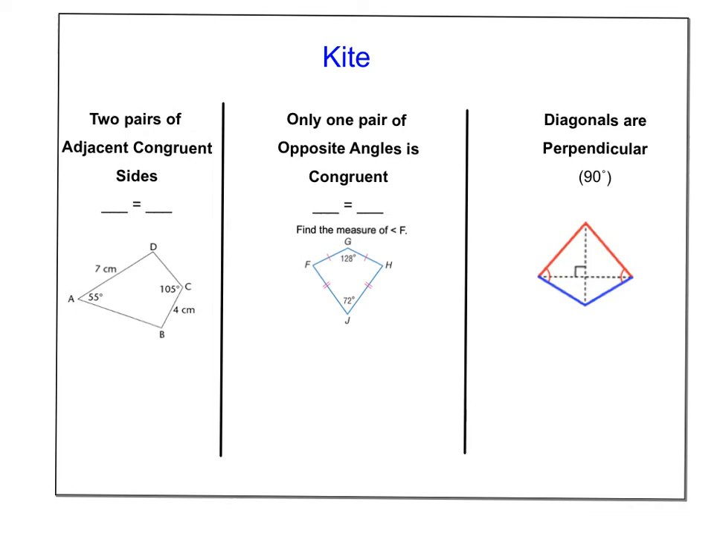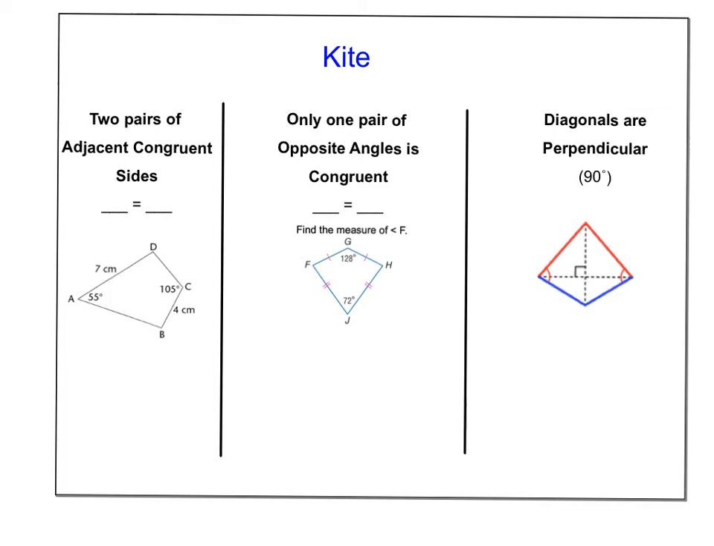All right, so the last shape we're going to talk about here in our quadrilaterals unit is the kite. Now the kite is a special kind of shape because it's a little different from the other quadrilaterals that we've talked about. A lot of the other shapes that we talked about had opposite sides being congruent. Well, with a kite, the congruent sides are actually adjacent. They're attached to each other.